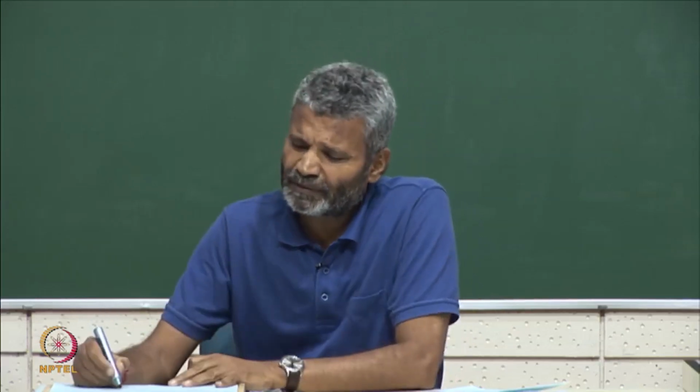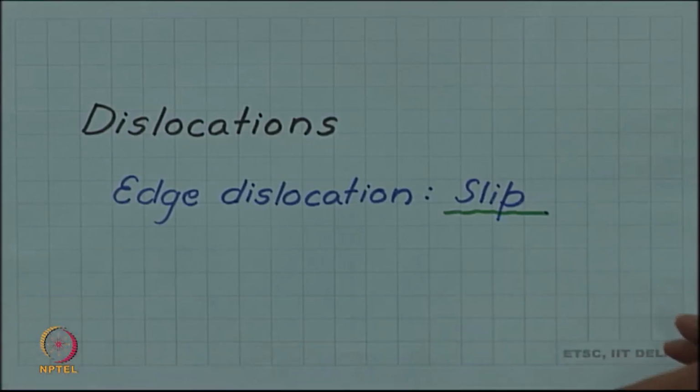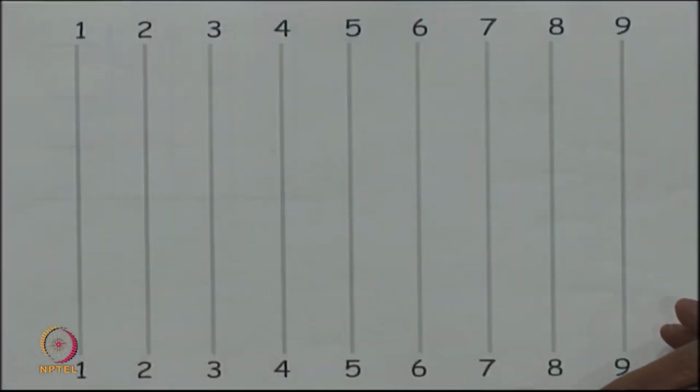So, we have looked at dislocation, edge dislocation in particular in the last video, and we looked at it as the bottom edge of the extra half plane. That is one way of looking at edge dislocation. There is another way of looking at dislocations in general, and that is the slip approach. So, we will look at the slip approach of the edge dislocation in this video.